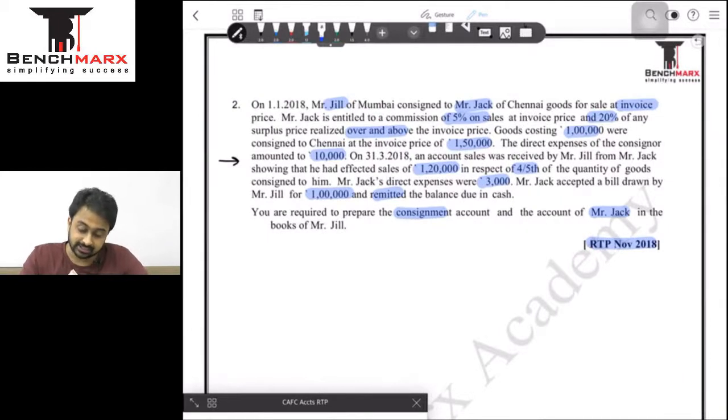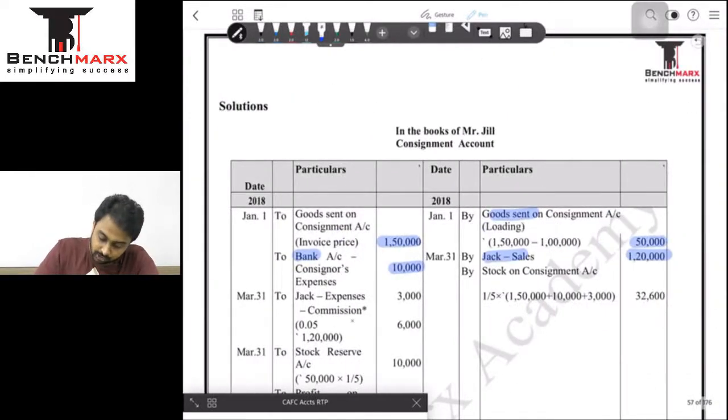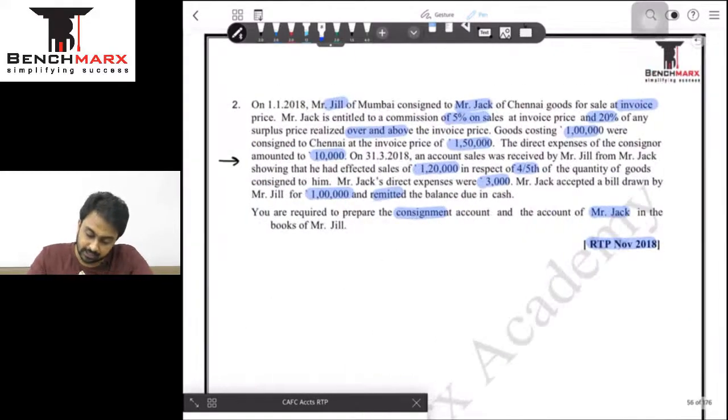Then his expenses of the consignment are 3,000. So consignment account debit to consignee, that is Jack, 3,000. That is done. Then accepted a bill drawn. The bill drawn entry will be bill receivable account debit to consignee. That is not going to impact the consignment account. Two things are left, stock valuation and commission.